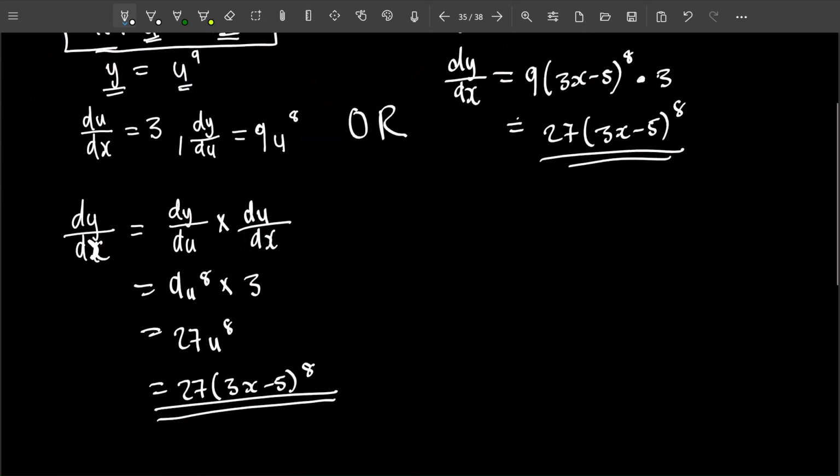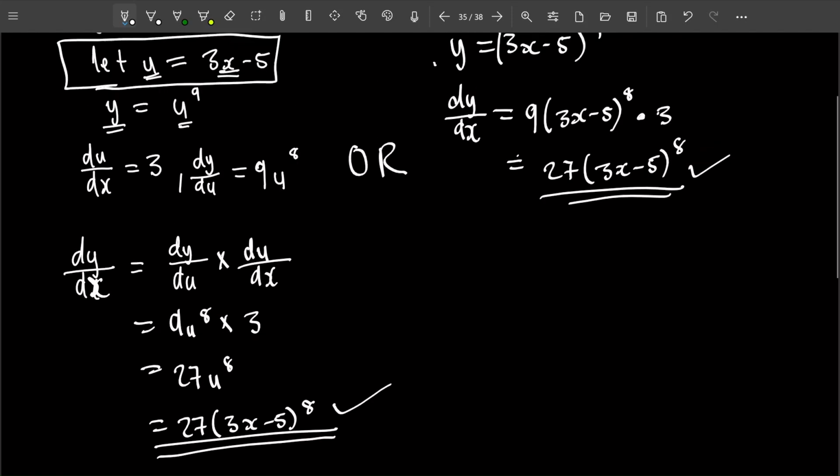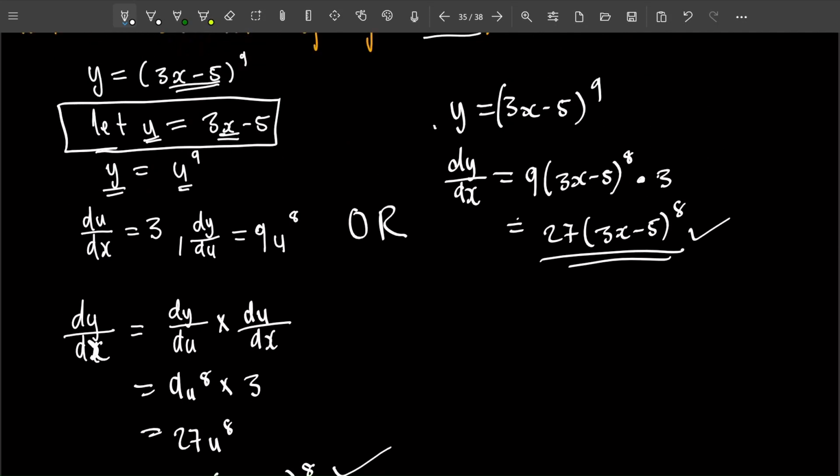This is done. Are the answers the same? Exactly so. 27 multiply 3x minus 5 to the power of 8 here. Then 27 multiplying 3x minus 5 to the power of 8. So you see the solutions are the same. The longer one, you have to let the inside function be u. Then rewrite y in terms of u. Find dy du and du dx. Multiply the two. Done. In this shortcut, we differentiate the outside using the power rule. Then we multiply by the derivative of the inside. We get our final solution.